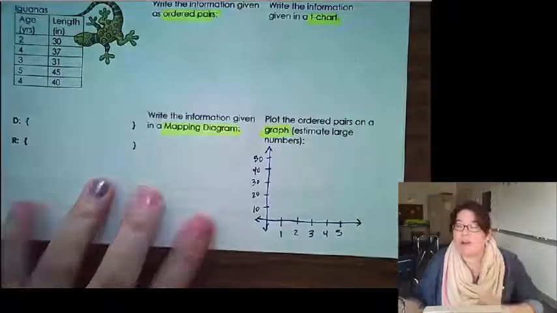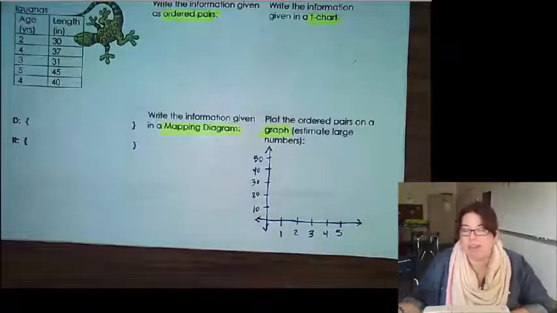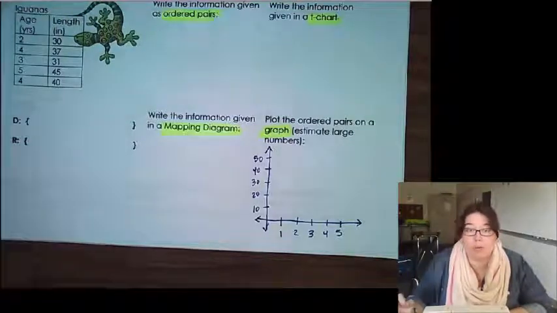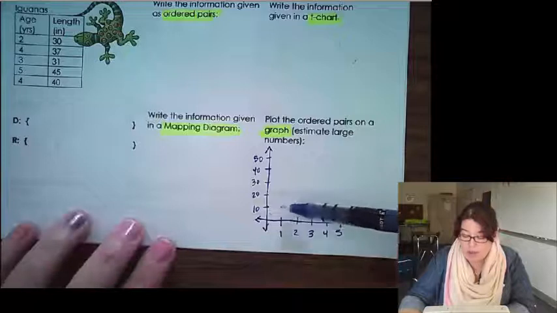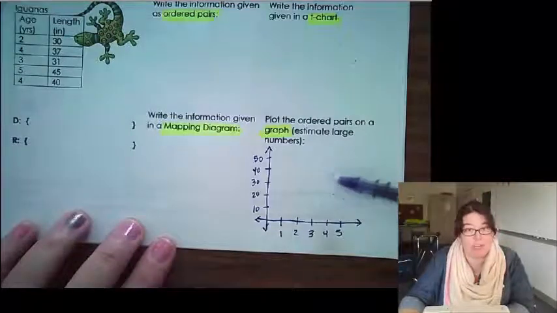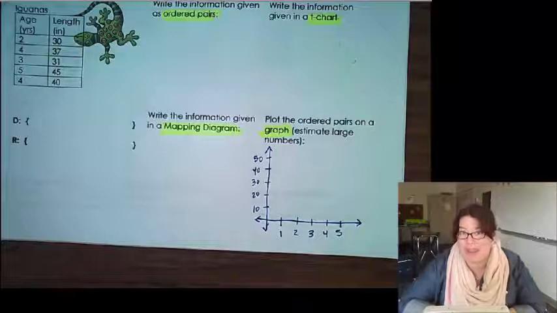Now the thing you'll find about graphs is that sometimes when they're handmade, they don't have to be super duper accurate, okay? So I want you to estimate for any large numbers. Try to find where they come together the best that you can. I want to see what you're able to come up with on your own, okay?